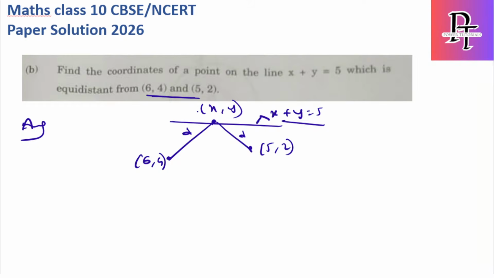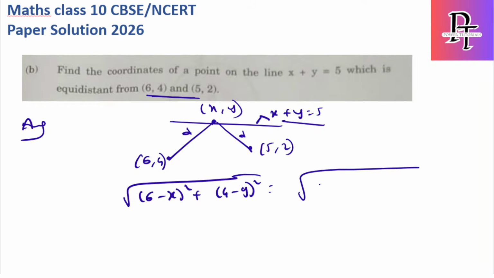Okay, I'll remove the square root, because anyway both sides have the square root. Let's write the full formula. So it becomes 6 minus x whole square plus 4 minus y whole square is equal to 5 minus x whole square plus 2 minus y whole square. Now I am cancelling the roots, and let's write a minus b whole square, which is a square plus b square minus 2ab.